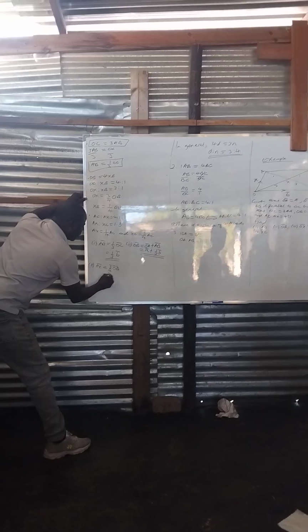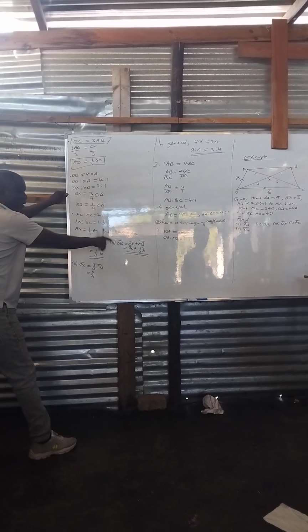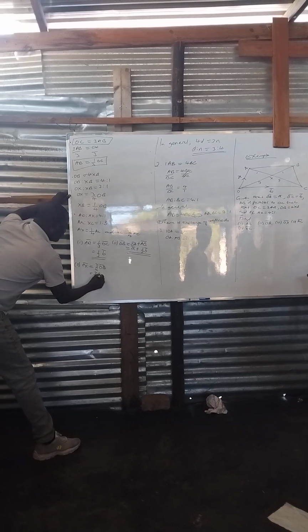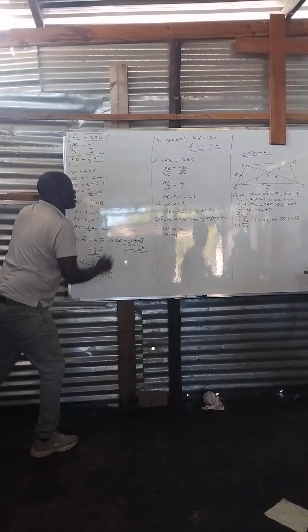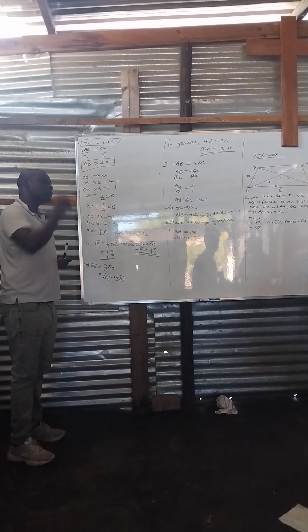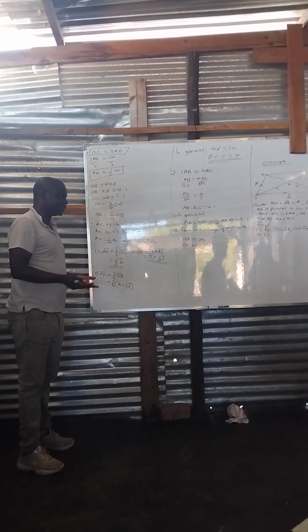So do we have OB now? Look at the previous answer. Do you have OB? Open bracket: what is vector A plus 1 over 3 vector B?